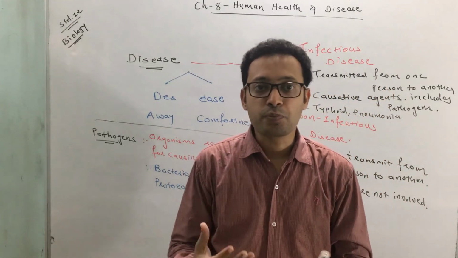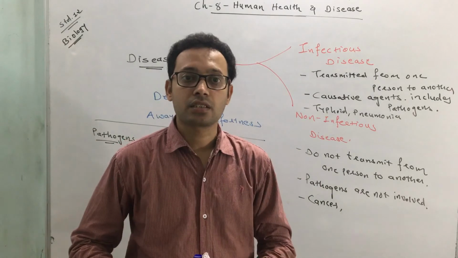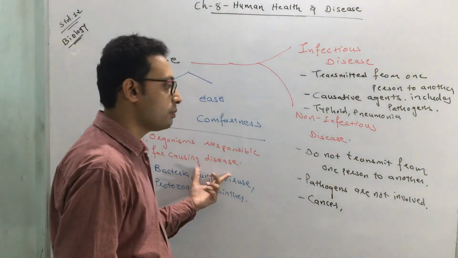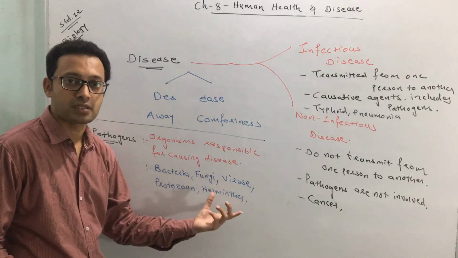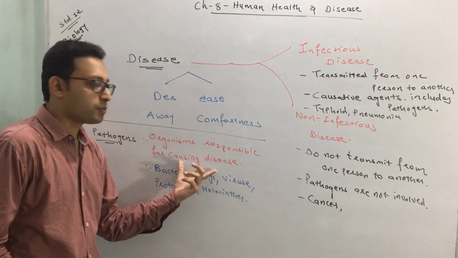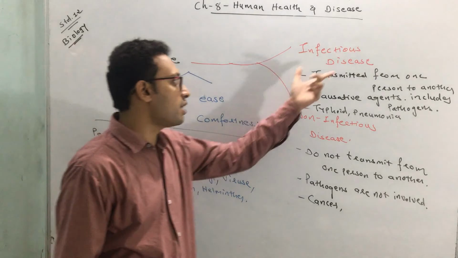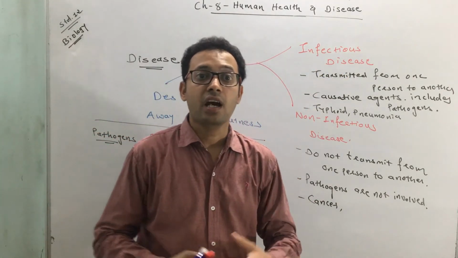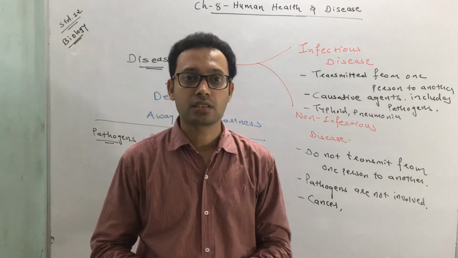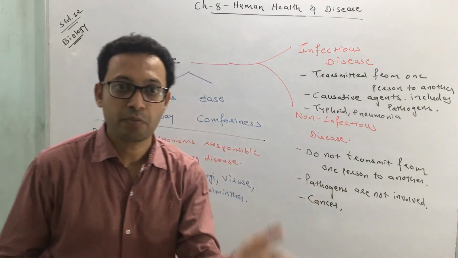How does this pathogen cause a disease? You know that pathogens are responsible. These are the pathogens: bacteria, viruses, fungi, protozoa, helminths. They are responsible for causing a disease. Which type of disease? Infectious disease. But now the question comes to our mind: how do they cause a disease?